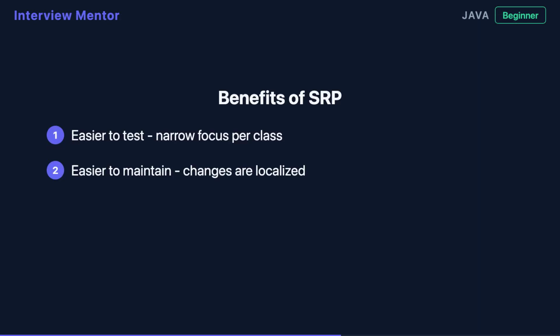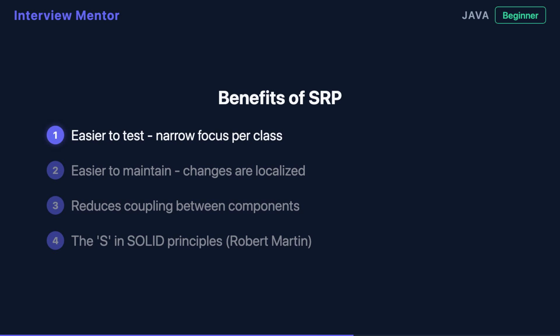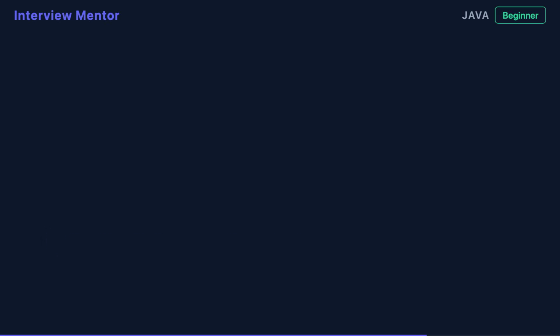Why does this matter? Code following SRP is easier to test because each class has a narrow focus. It's easier to maintain because changes are localized. And it reduces coupling between different parts of your system. By the way, the S in SOLID stands for single responsibility, coined by Uncle Bob, Robert Martin.